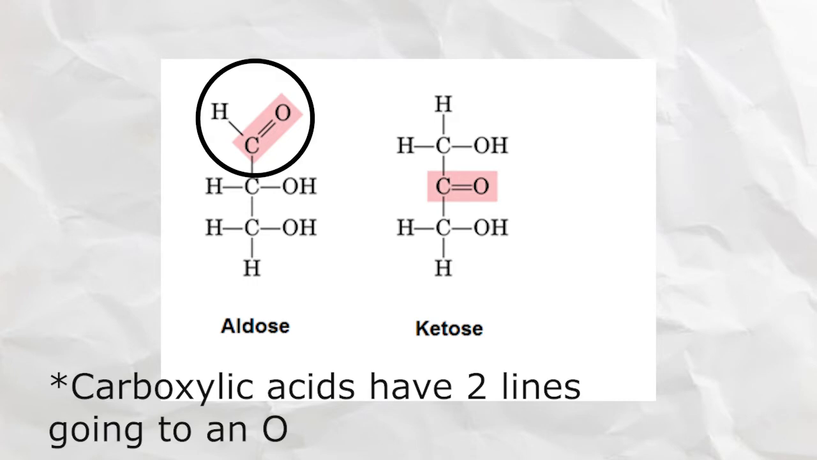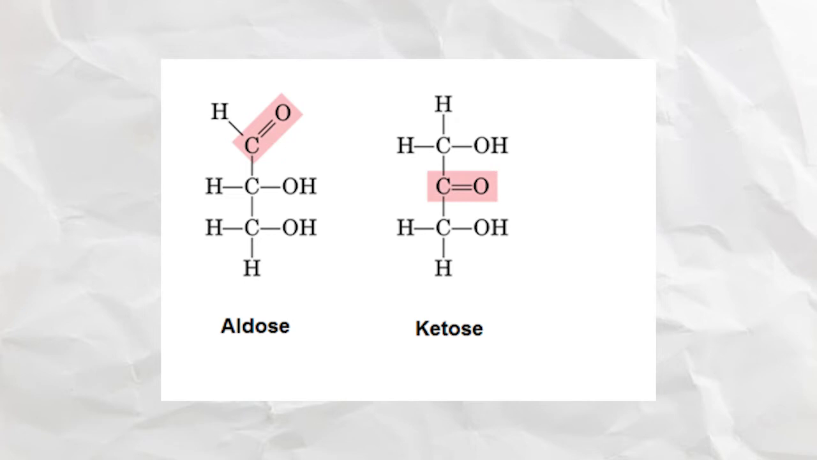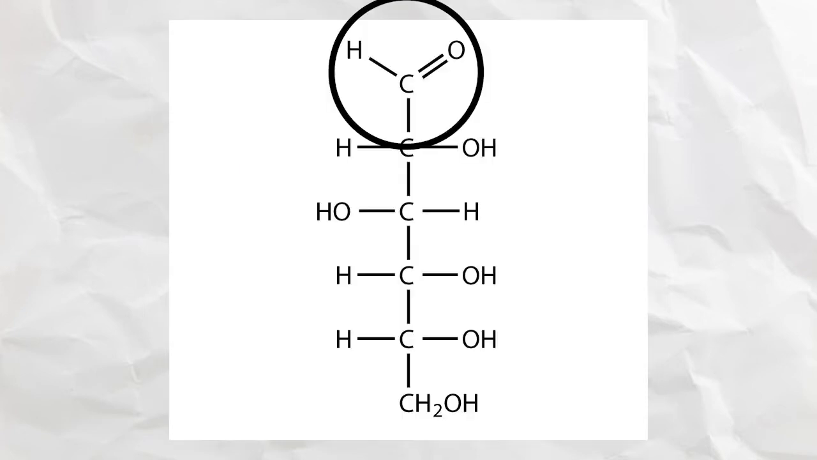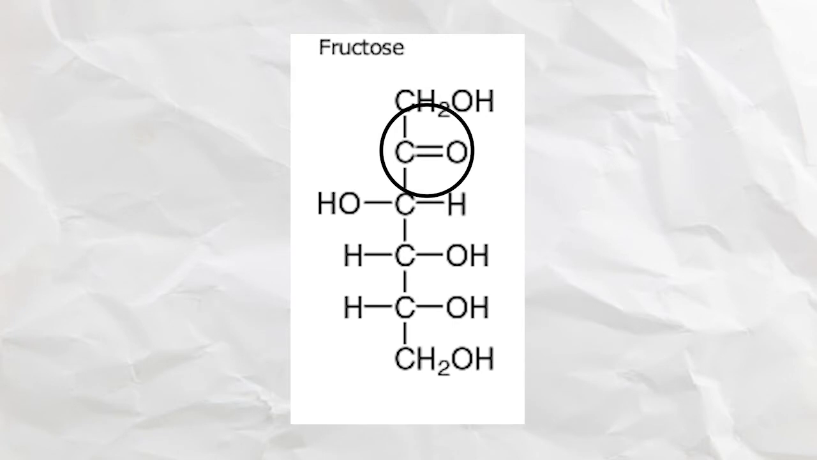Aldoses, aldehyde sugars, have a carboxylic acid group at the endmost carbon, while ketoses, ketone sugars, have a carboxylic acid group in the middle of their chain. All sugars have one OH attached to every other carbon. Glucose is an aldose and has its carboxylic acid group at the top of its structure. Fructose is a ketose and its carboxylic acid is at the middle of its structure.